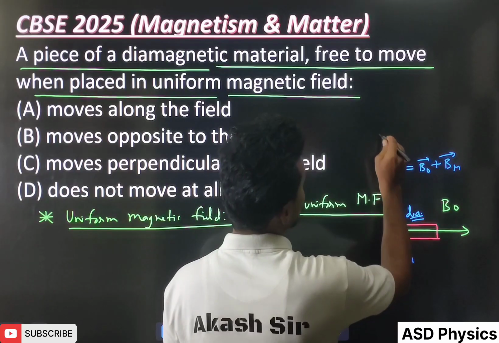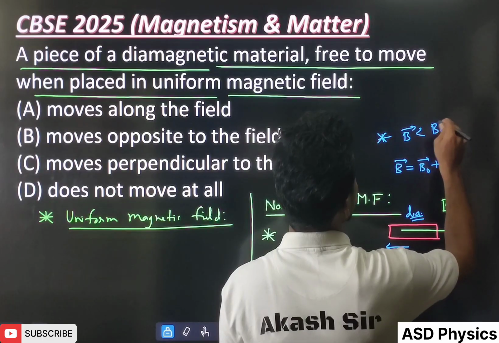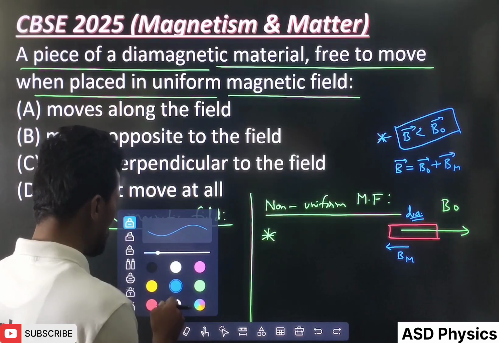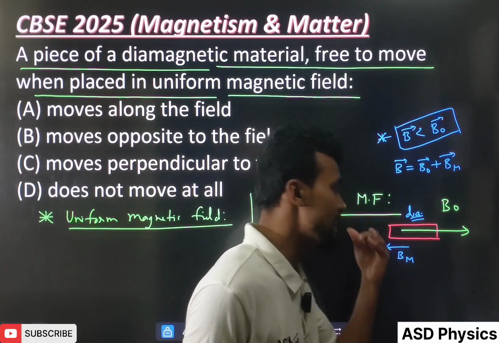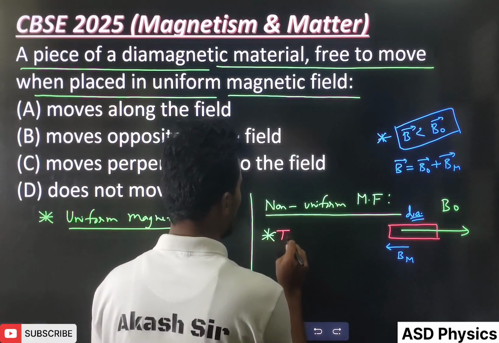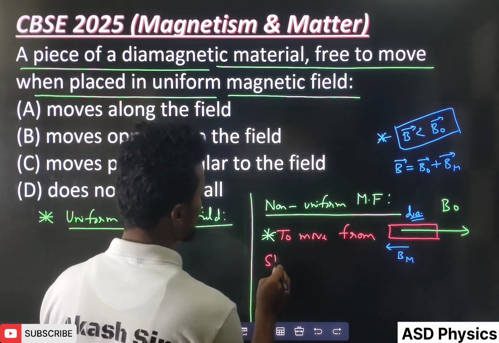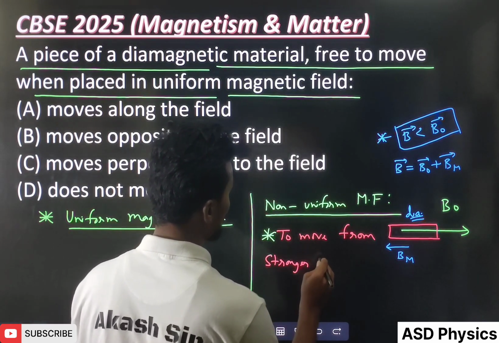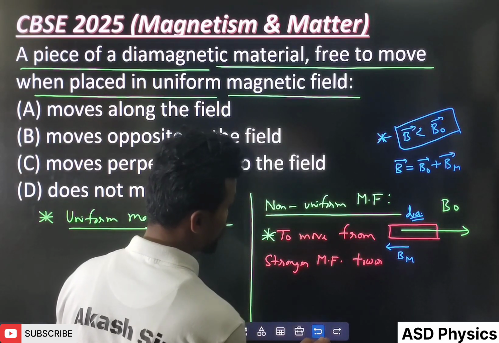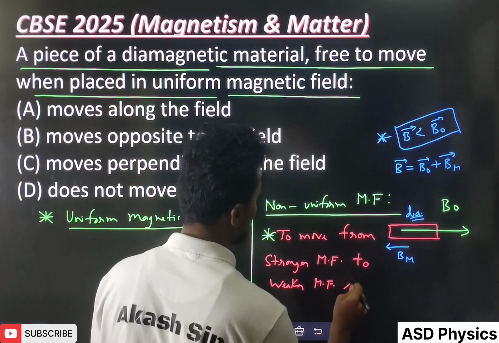So what used to be there? Remember that in this situation, the resultant magnetic field inside the material used to be less than the external magnetic field. Why? Because Bm is in which direction? Opposite direction. So because of this nature, when a diamagnetic substance is placed in a non-uniform magnetic field, it has the tendency to move from the stronger magnetic field towards the weaker magnetic field side.